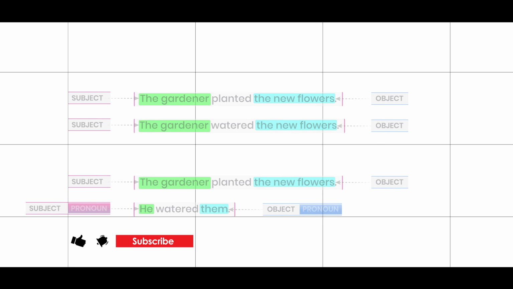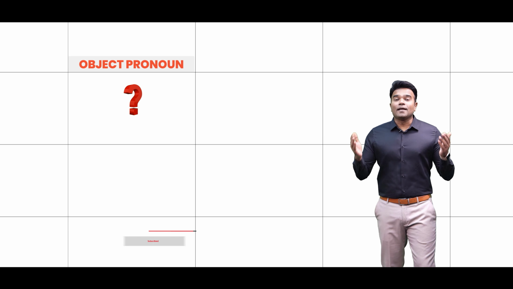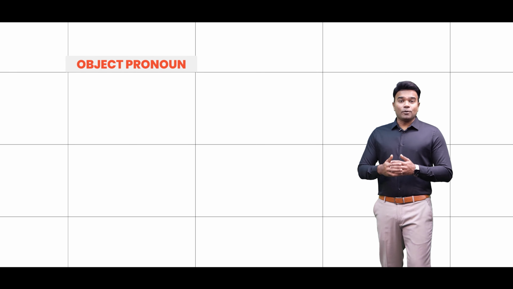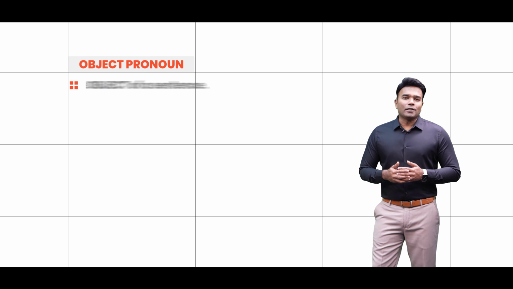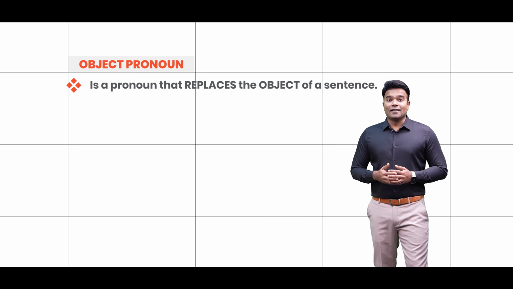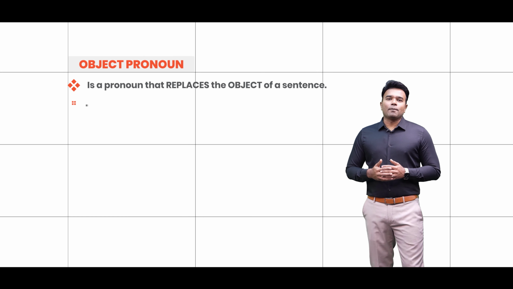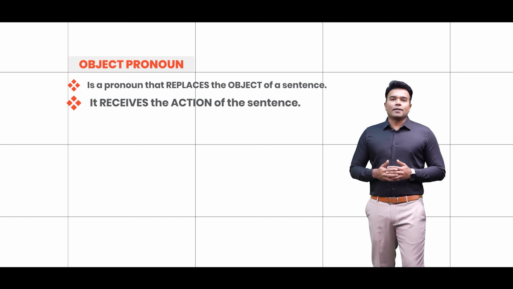So all said and done, what really is the formal definition of an object pronoun? Let me explain. An object pronoun happens to be such a pronoun that shall be replacing the object which is present in the sentence, and also that the object pronoun is the one that shall be receiving the action of the sentence.